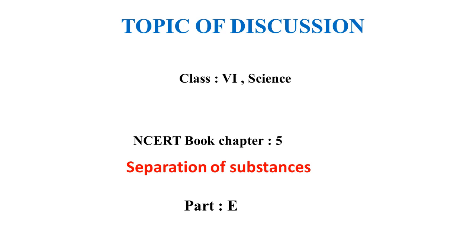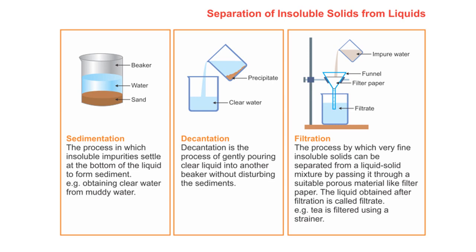Today we are going to discuss some more separation methods. These are actually separating some substances from liquids. Okay, what are those? First comes sedimentation, then decantation, then filtration. In class 5 you have already read about all these processes. These main processes are separation of insoluble solids from liquids.